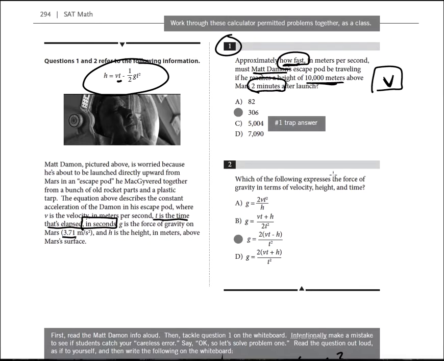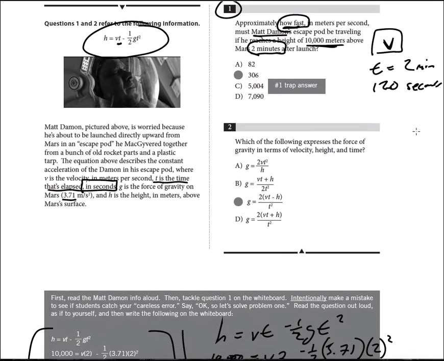But in order for me to get the correct answer, I can't say t equals 2 minutes because it says t is the time in seconds. So I have to take those 2 minutes and convert them to 120 seconds, right? 60 seconds per minute. So that would then get me the correct answer, right?